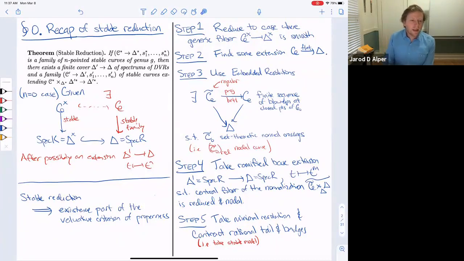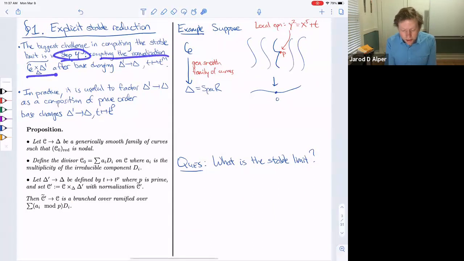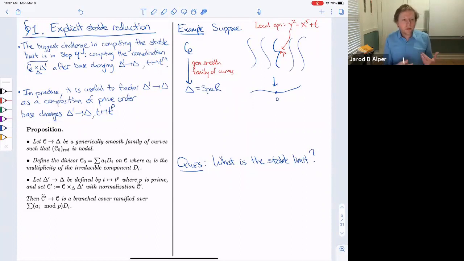steps and techniques that you need to actually compute what the stable limit is, and that's often important in practice, where maybe you're given a specific degeneration and you want to know what explicitly the stable reduction is. And so I'd like to take some time and give an example of how one can work that out. The biggest challenge in computing the stable limit is in step 4, which was computing the normalization after a base change. And in practice, it's nice to factor this base change into a composition of prime order base changes, because then you have more control over what the normalization of the base change is.